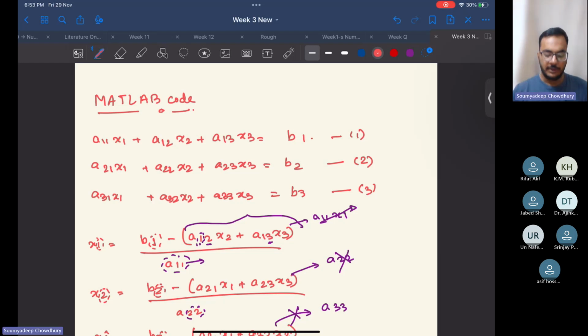Okay, so for the MATLAB code, we have to develop a generalized code, right? So we cannot do it for a particular form of equation. We need to have a generalized expression for x1, x2, x3, and then we can move forward using that.